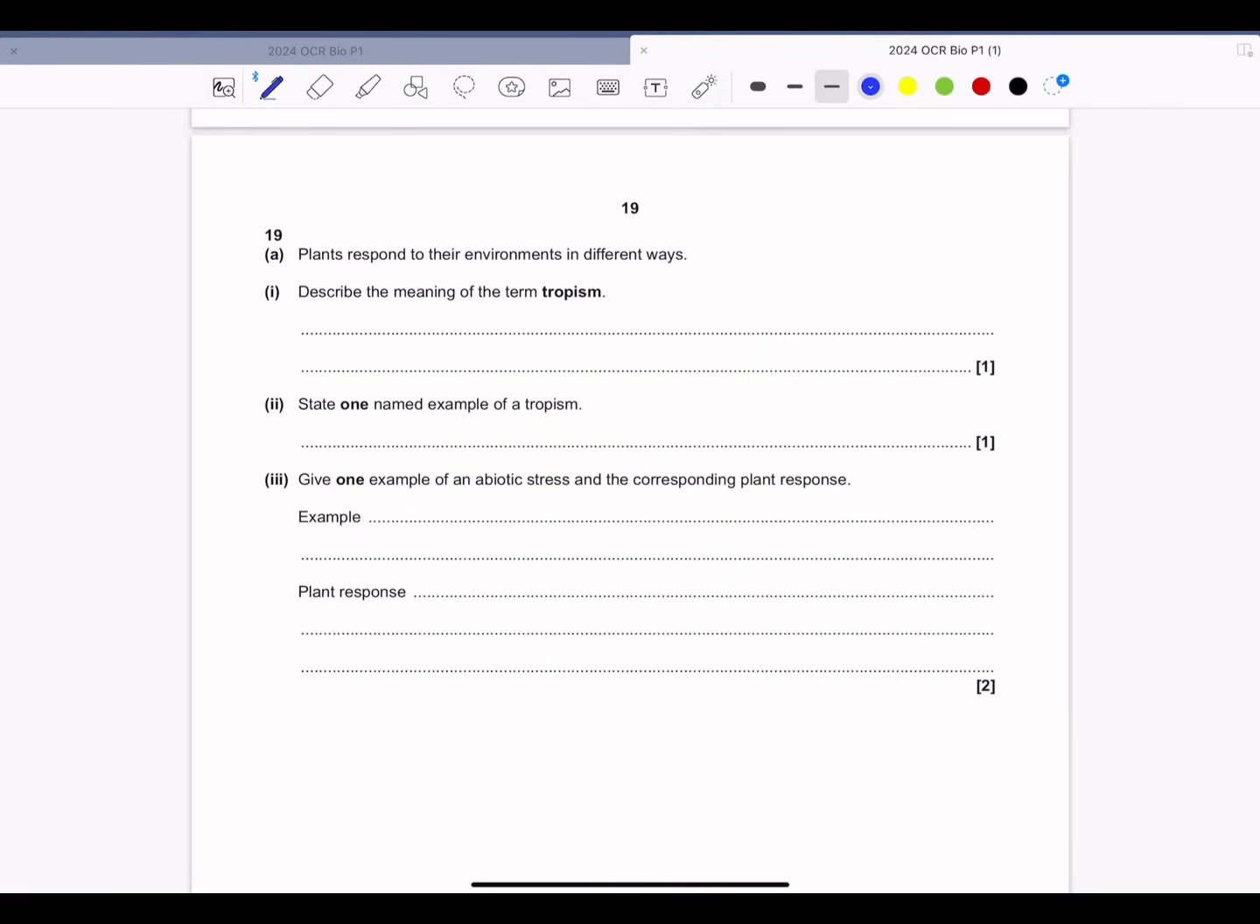Question 19a: plants respond to their environments in different ways. Describe the meaning of the term tropism. So this is the directional growth in response to a stimulus. It's just one of those definitions you just have to memorize.